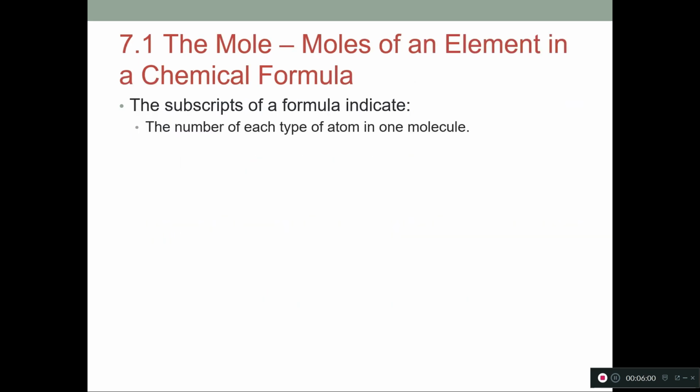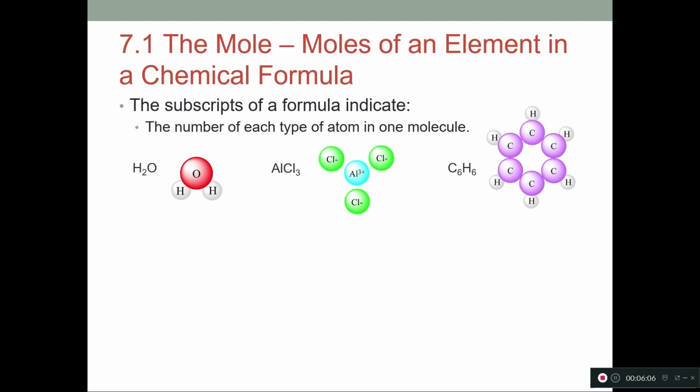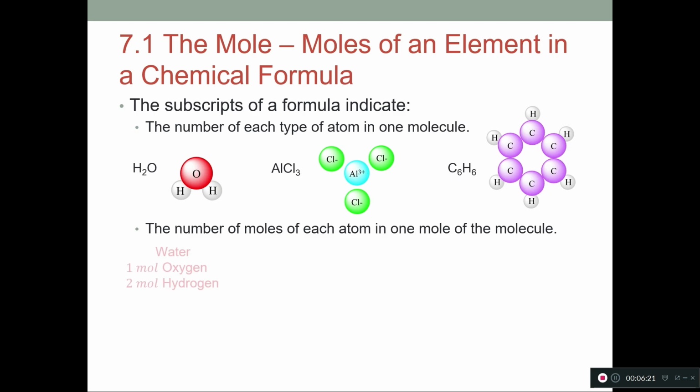And so we can use this to actually come up with the number of moles of each atom that are in a molecule. So if we are given these three molecules here, so water, AlCl3, and then benzene, what we would see is that the number of moles of each atom in 1 mole of the molecule would be this. So water has 1 mole of oxygen in 1 mole of water, and 2 moles of hydrogen in 1 mole of water.